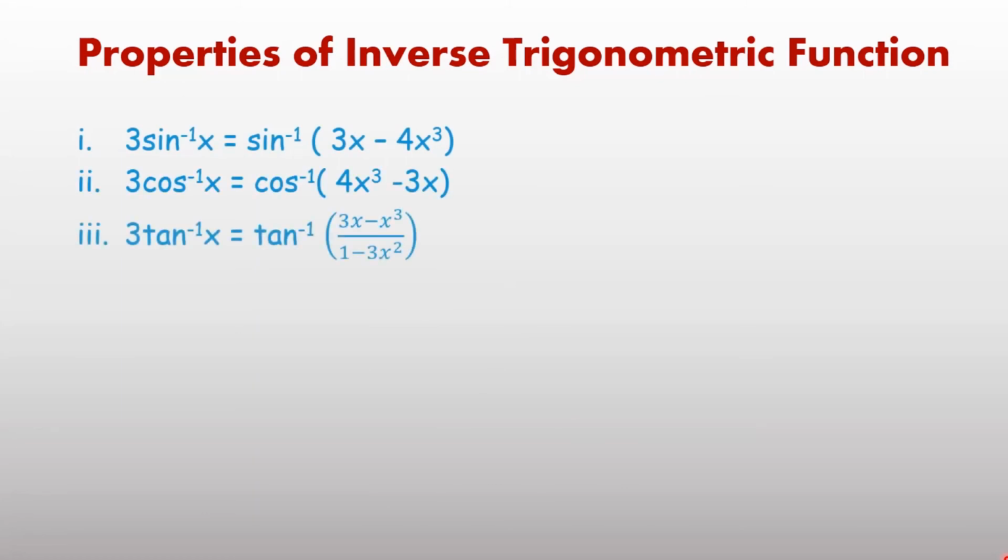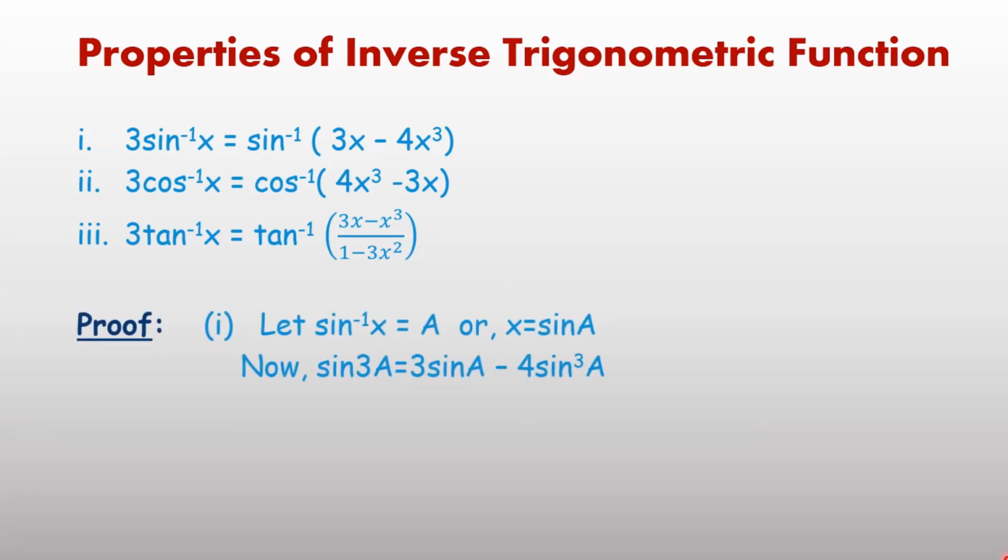Next, 3 sin inverse x equals sin inverse of 3x minus 4x cube. 3 cos inverse x equals cos inverse of 4x cube minus 3x, and 3 tan inverse x equals tan inverse of 3x minus x cube upon 1 minus 3x square.